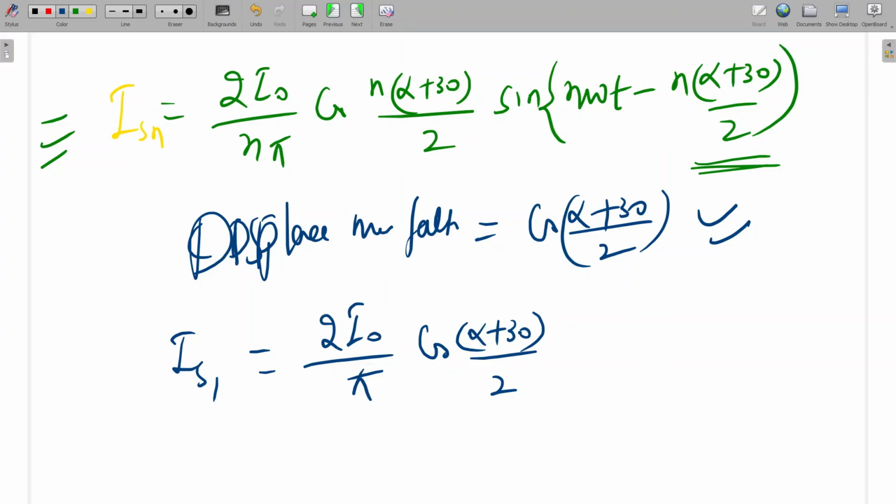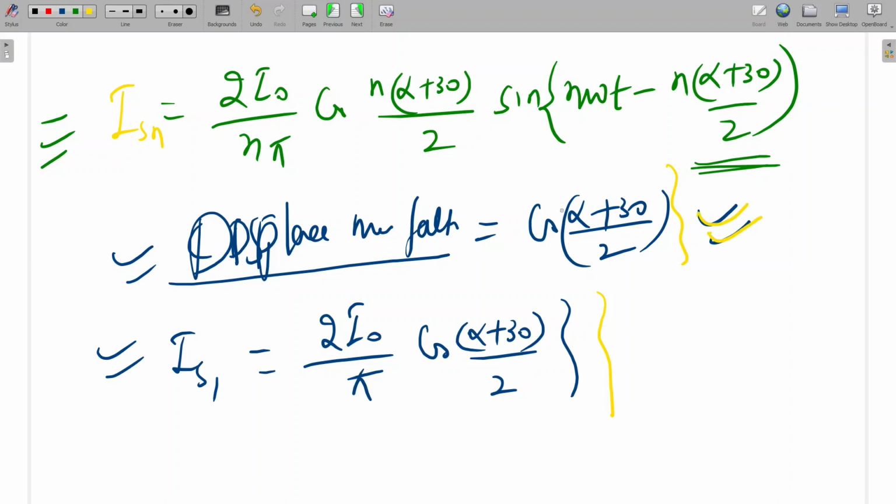Can anyone reply? Yes, sir. You can ask again. If any doubt will be there, I will explain. So this we have to memorize. The displacement factor will be, since it is shifting by alpha plus 30 by 2, if we put n equal to 1, the fundamental sine wave, it will shift. This is the fundamental voltage wave, so the sine wave will be shifted by alpha plus 30 by 2.